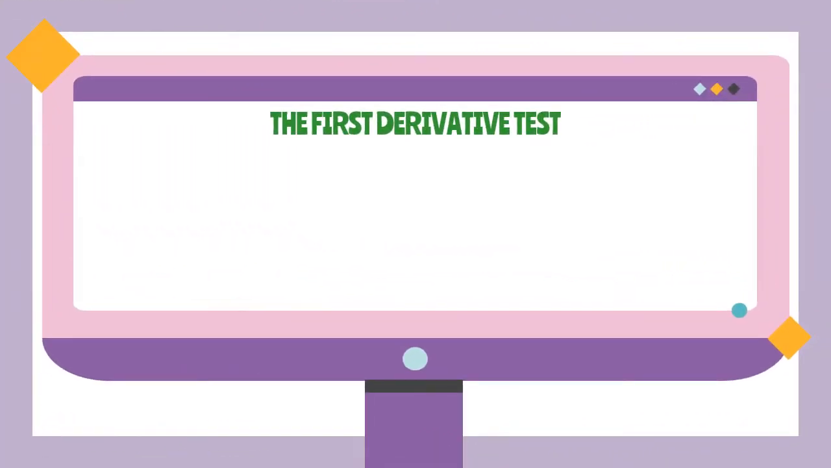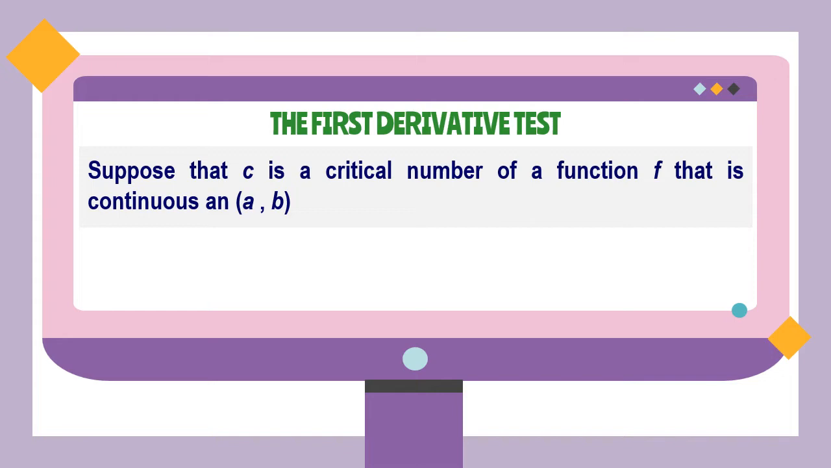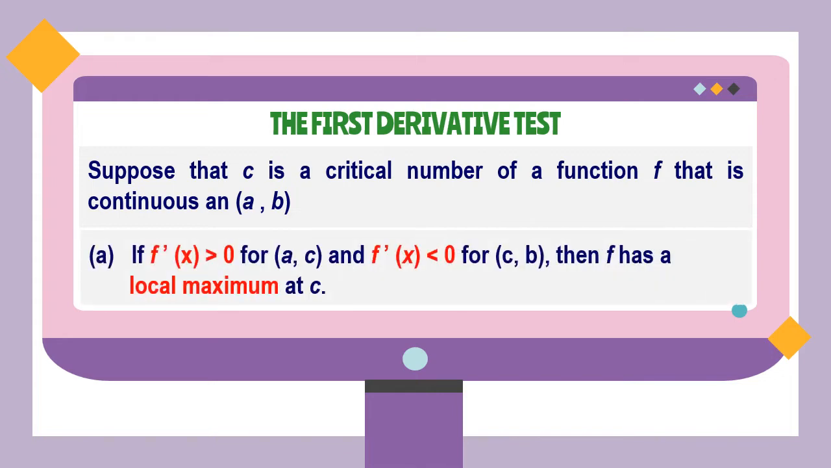The first derivative test. Suppose that c is a critical number of a function f that is continuous on a to b. So on an interval on a number line, then if f prime x more than 0 for a to c and f prime x less than 0 for c to b, then f has a local maximum at c.